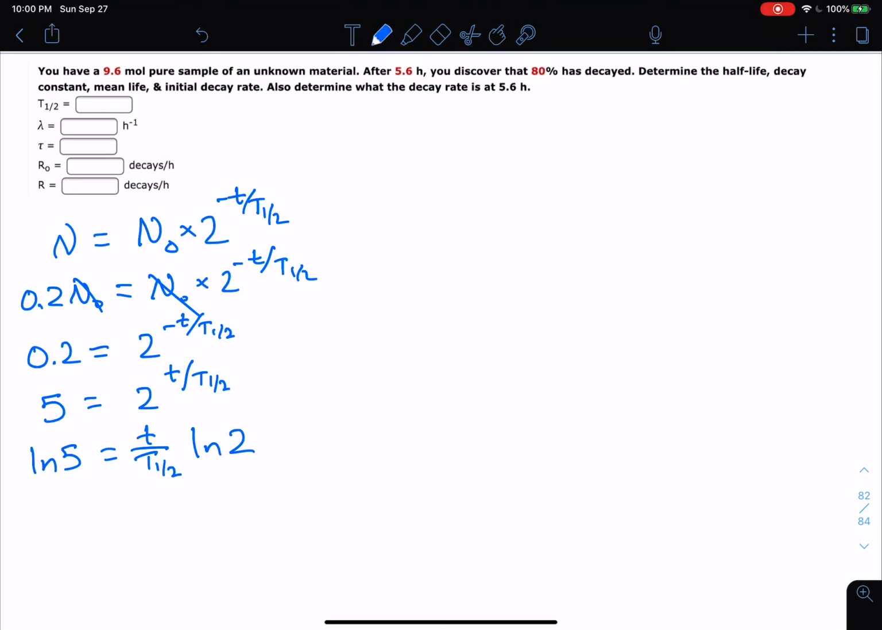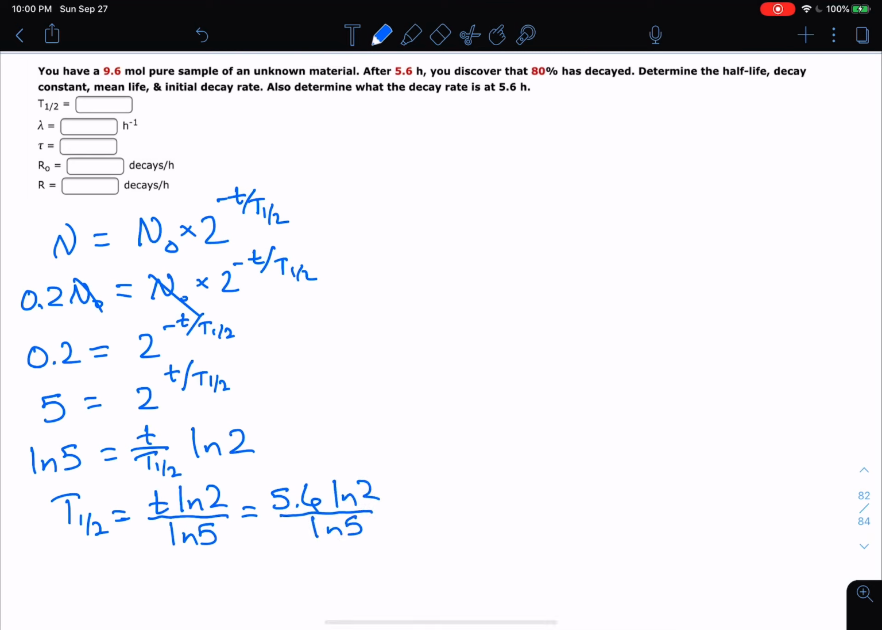Okay, so now solve for the half-life. So I've got t to the 1/2 equals t times the natural log of 2 over the natural log of 5. Okay, now I can put in my time. So for me, that time is 5.6 hours, and I can leave it as hours. Don't have to convert it. It's fine to convert it, but I don't have to. And then do the calculations, and I get 2.41, we'll say 18 hours. That's the half-life right there.